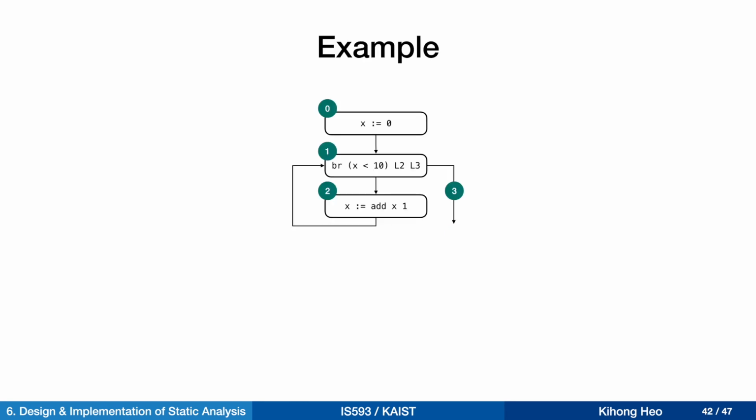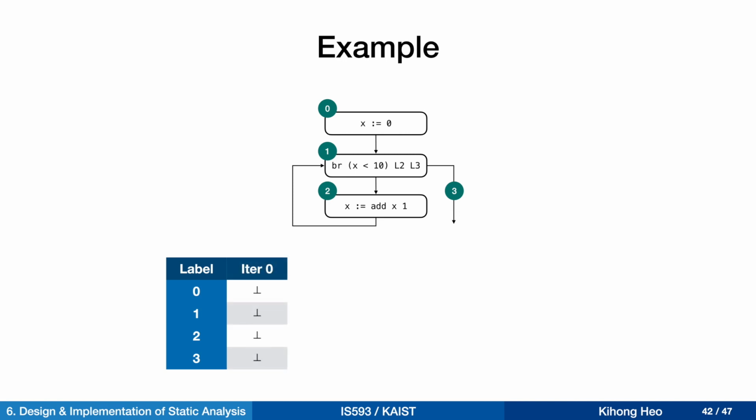Then let's take a look at this example. There are 4 labels. Let's compute the abstract memory for each label using the naive fixed point computation algorithm. It starts with the bottom element of the abstract domain that maps all the labels to the bottom memories. After one iteration, the memory at label 1 will be updated like this, because of this assignment.